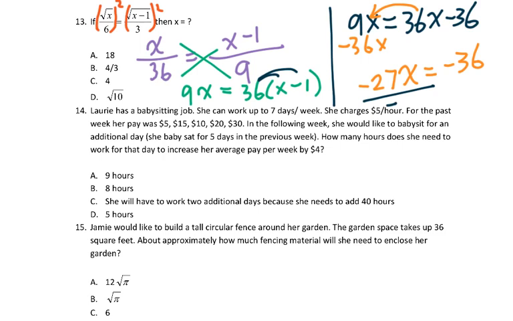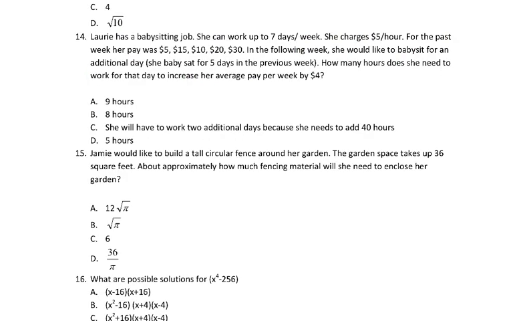Then you divide by negative 27 on both sides. And then x will be, negative divided by negative will be positive, common factor will be 9. Therefore, you got 4 over 3. B will be the answer. Let's go to number 14.